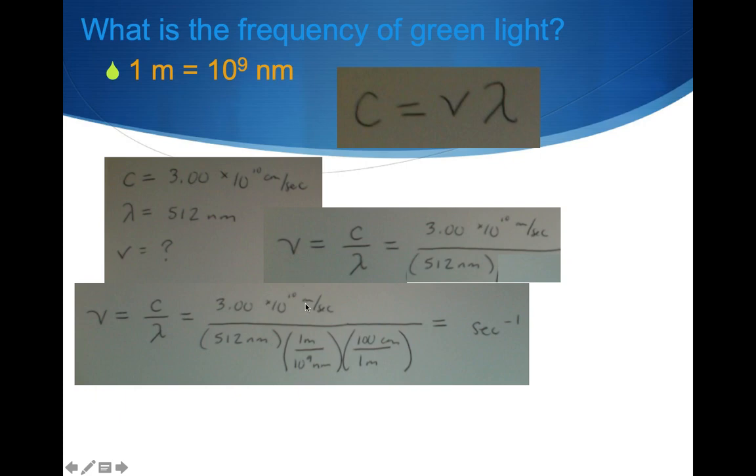Centimeters and centimeters cancel. I'm left with per second, or second to the -1. That is a unit of frequency. That's hertz. So that works out. So go ahead and pause the video and do your calculations. See if you get the same answer I do. Ready? Pause the video. Come back when you're ready.